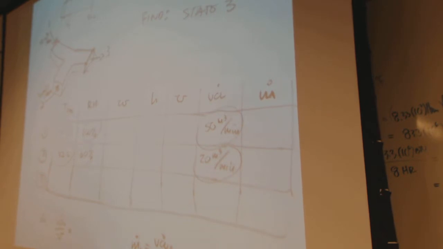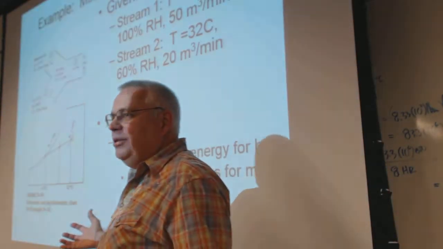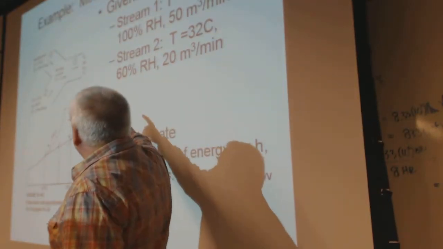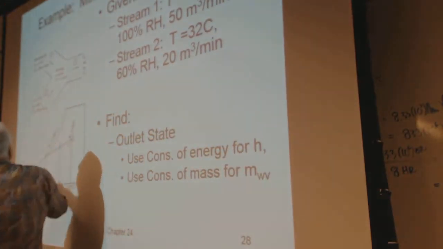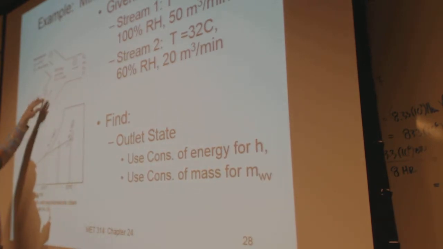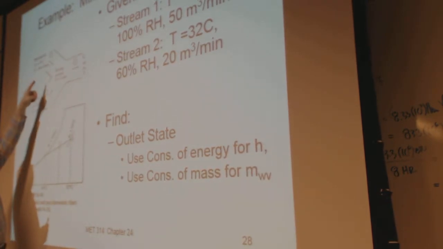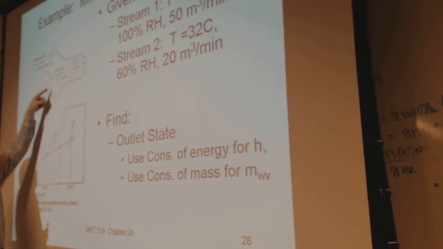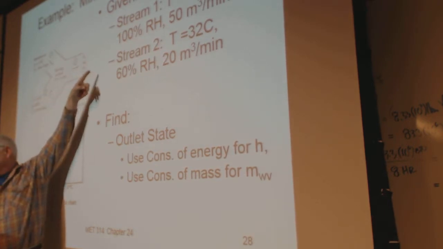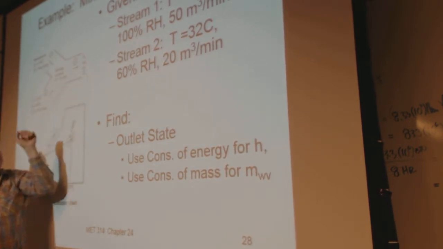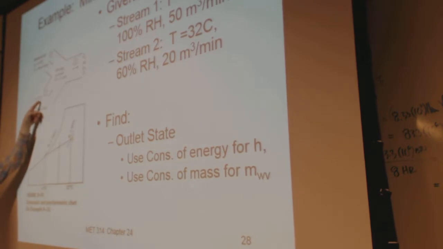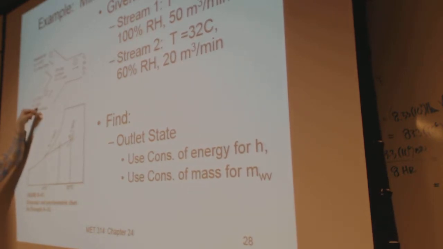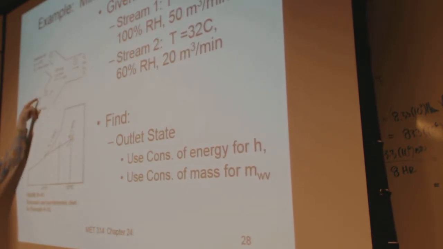So let's look at a problem. Again, we are engineers. We don't cause problems, we solve problems. What if we have air coming in from outside and we figured out we need to mix it with this much air, and we want to see how much is going to actually come into the room. This is summertime, 32 degrees C, nice and warm, 60% relative humidity at that temperature.